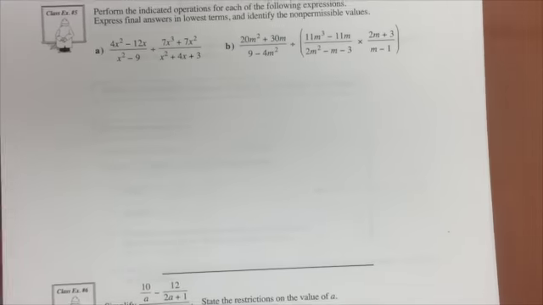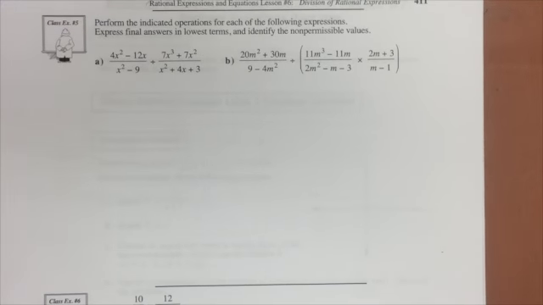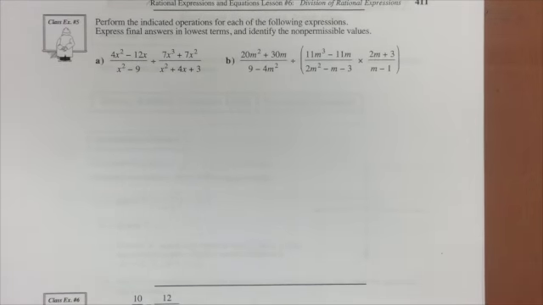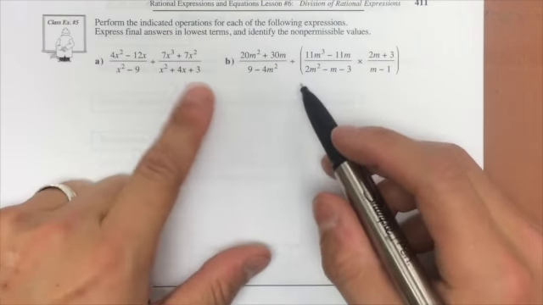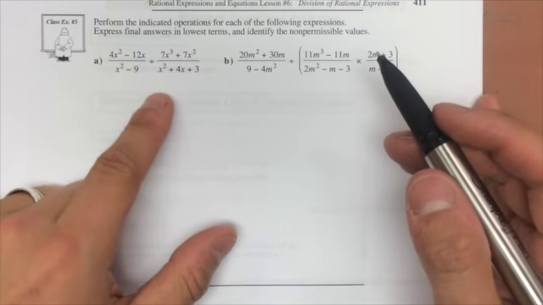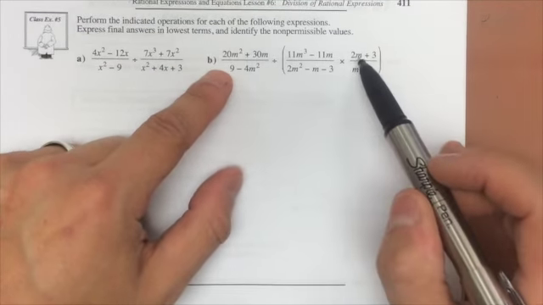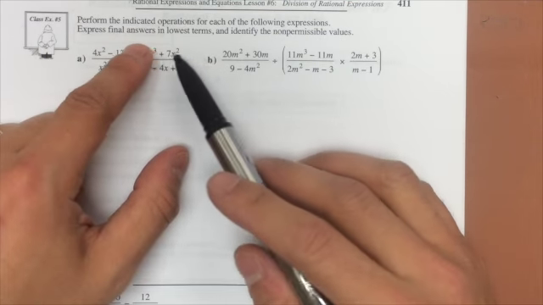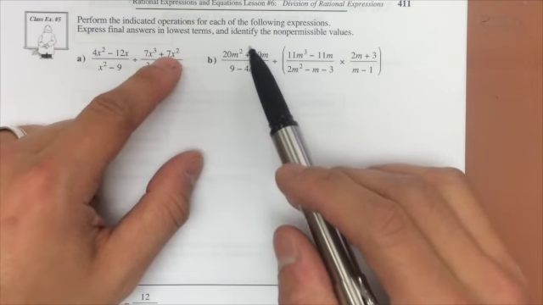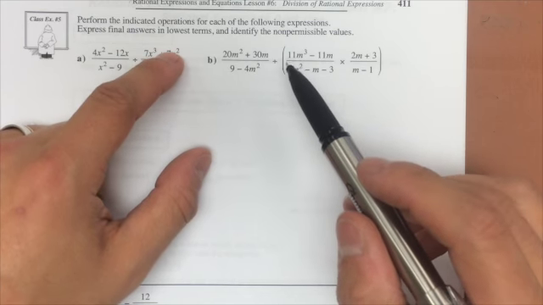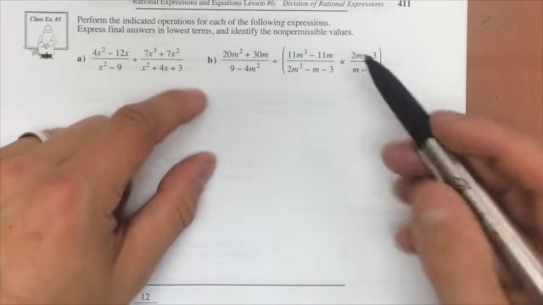Now looking at question class example 5, I'm going to do the more difficult one, so I'll do this one on this side here. Okay, so if I want to perform the indicated operations, so this operation, and this operation, and then I want to express my answer in lowest terms and identify the non-permissible values. Okay, so let's do it.